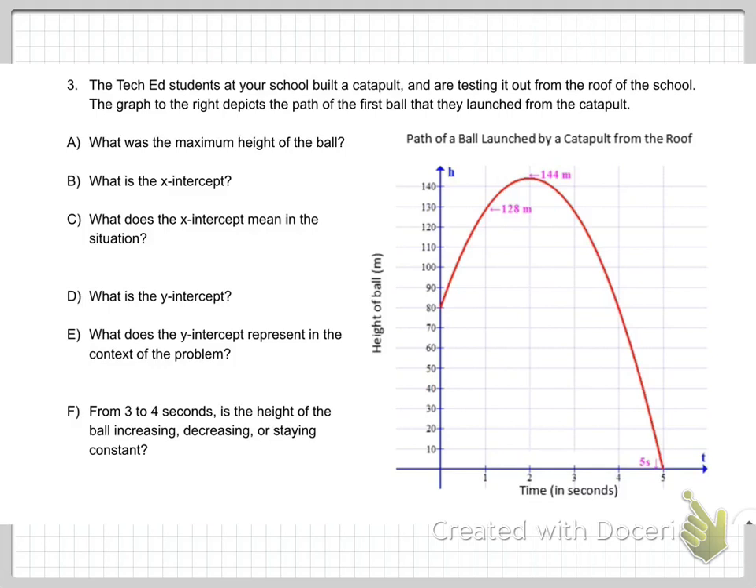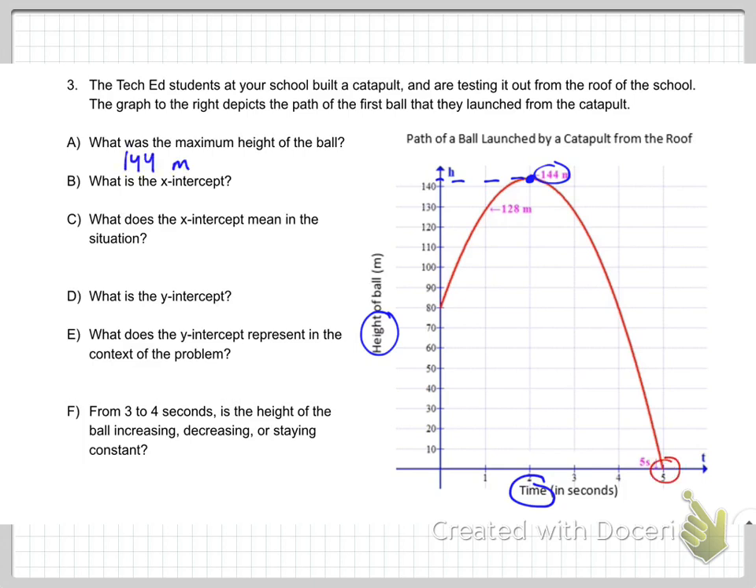Here, this tech ed student's making a catapult. What is the maximum height of the ball? Well, there is the vertex at the top. Notice height are the y values. We need to answer this question in terms of the y values, and it tells us that's 144 meters. 2 is not the height, so 2 seconds is not the maximum height of the ball.